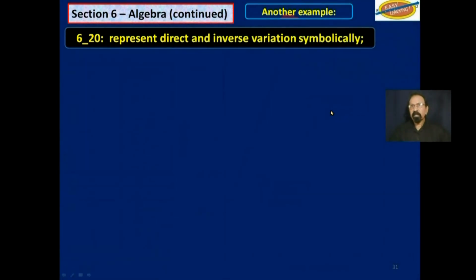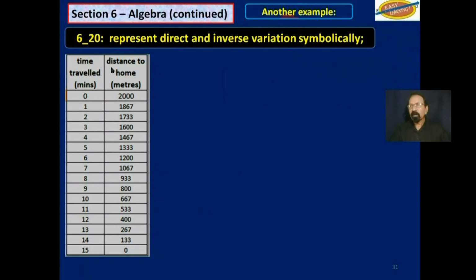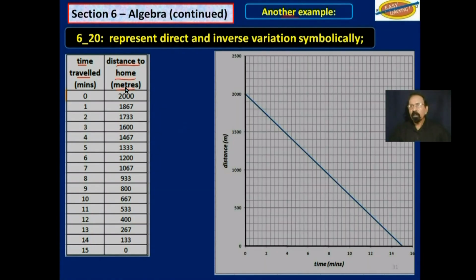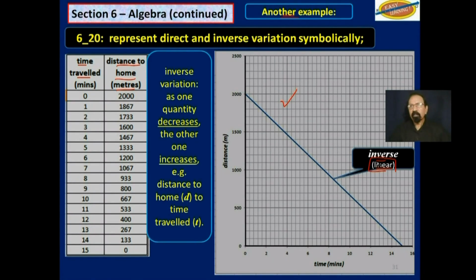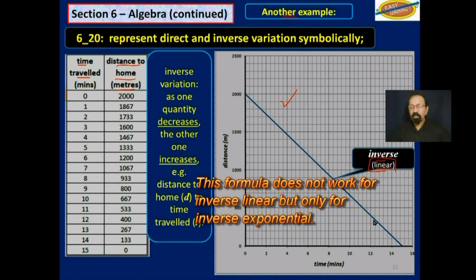As another example, consider time traveled in minutes and distance from home. If you plot that on a graph, you get this graph you see over here. It is an inverse linear. I am stressing the word linear because we will find out that the formula we are given does work for inverse, but not inverse linear.